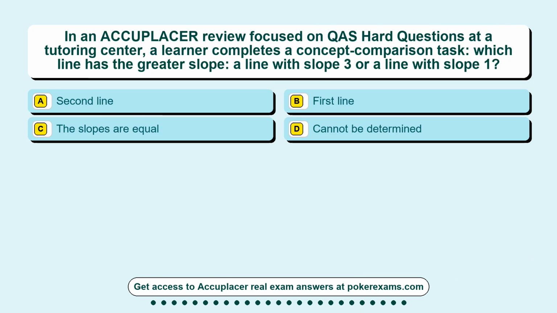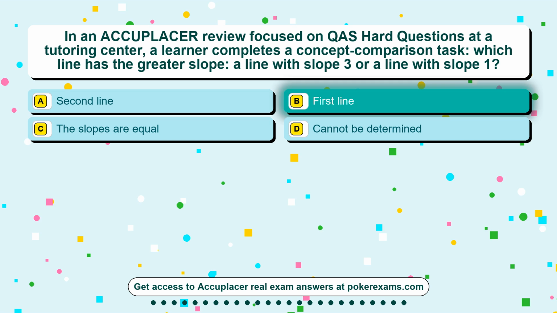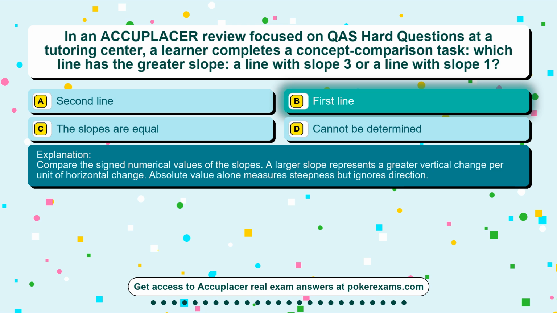Question 3. In an ACCUPLACER review focused on QAS hard questions at a tutoring center, a learner completes a concept-comparison task. Which line has the greater slope, a line with slope 3 or a line with slope 1? Option A, second line, option B, first line, option C, the slopes are equal, option D, cannot be determined. The correct answer is option B, first line. Compare the signed numerical values of the slopes. A larger slope represents a greater vertical change per unit of horizontal change. Absolute value alone measures steepness but ignores direction.